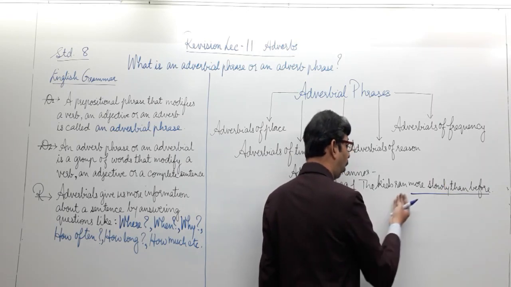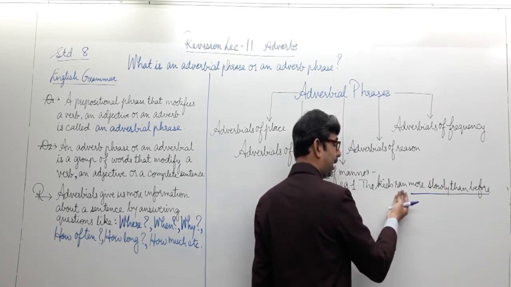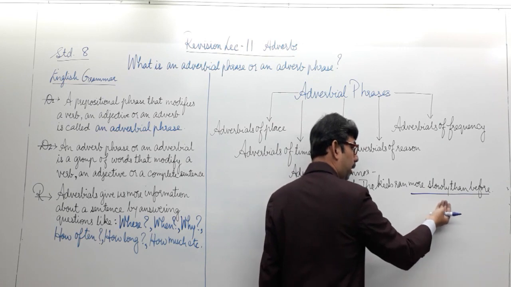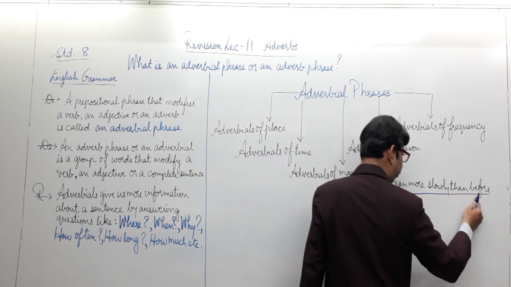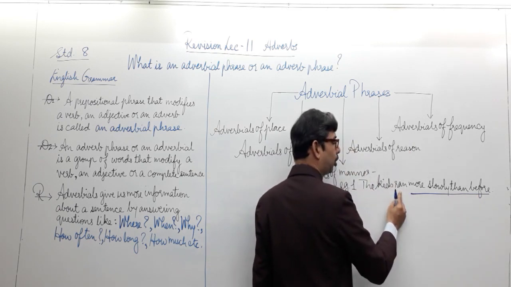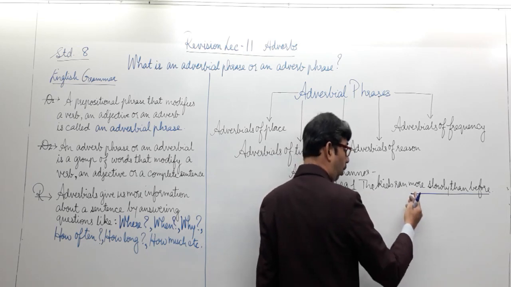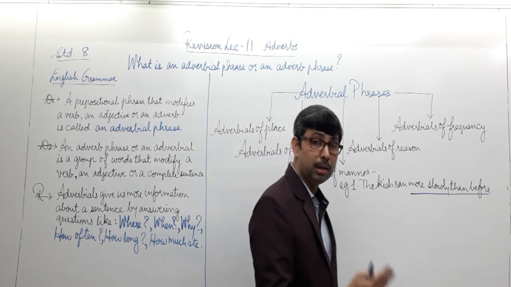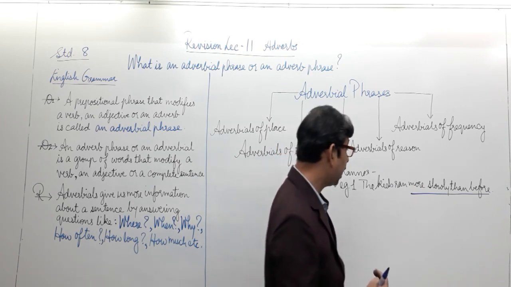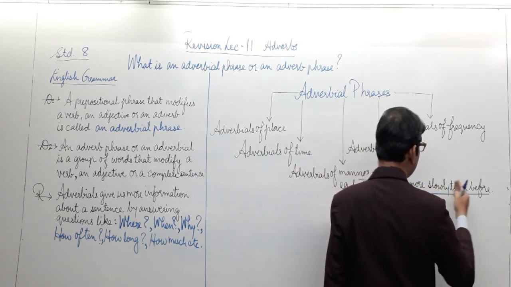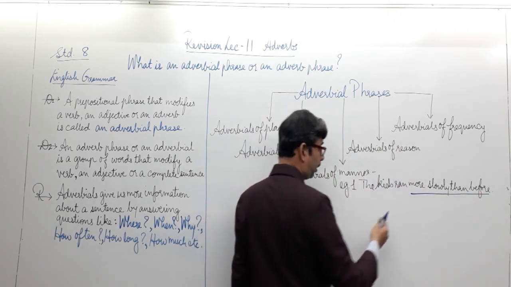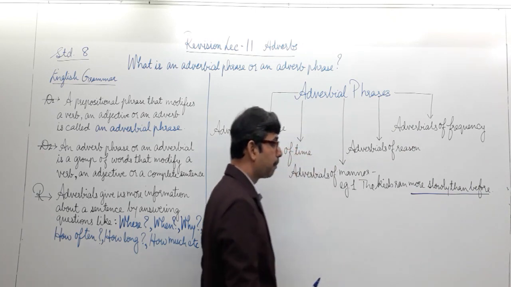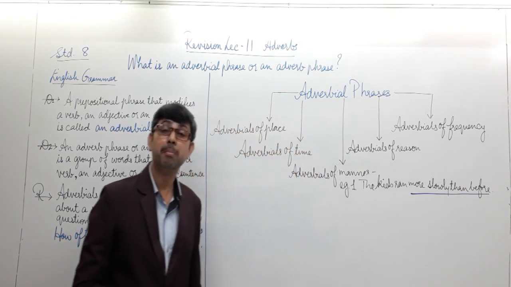which indicates the manner or the way the children or the kids ran. The action of running is being described over here. Therefore, the entire set of words, more slowly than before, modifies the action of running, which is here in the past tense. The kids ran how? If I ask the question how, it will answer back more slowly than before, slower than the usual time they used to take to run. Therefore, the words more slowly than before become my adverbial of manner.